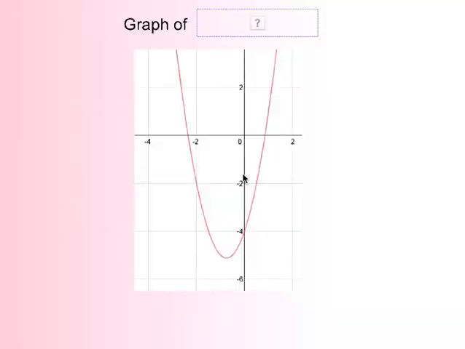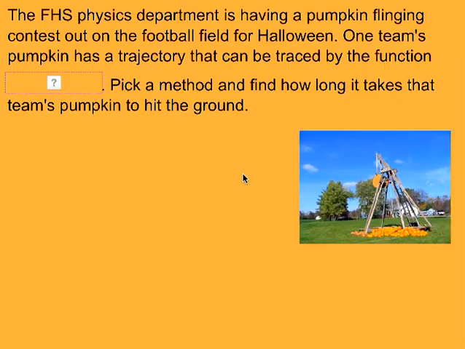Okay, and that's actually the incorrect graph for that one. Okay, so let's take a look at this one. The physics department is having a pumpkin flinging contest out on the football field for Halloween. One of the team's pumpkins has a trajectory that can be traced by the function 0 is equal to negative 16t squared plus 72t. Pick a method and find how long it takes for the team's pumpkin to hit the ground.